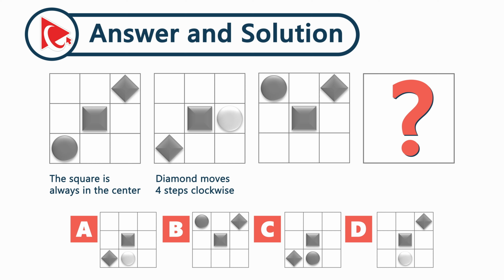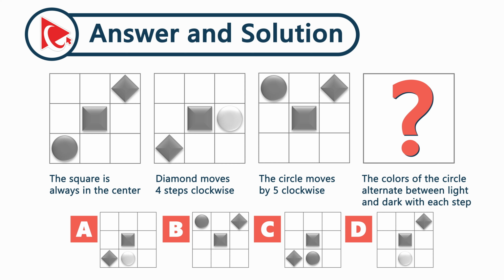But if you think diamond's pattern was tricky, think again. In fact, circle has the trickiest pattern of them all, because circle not just moves 5 steps clockwise, but with every step it changes the color. Let's look at the example.